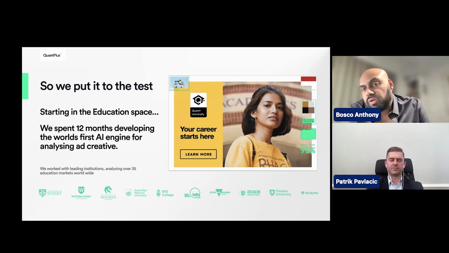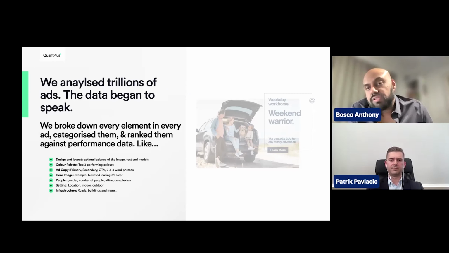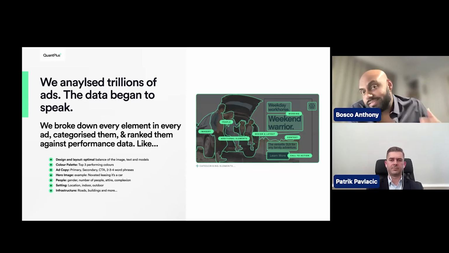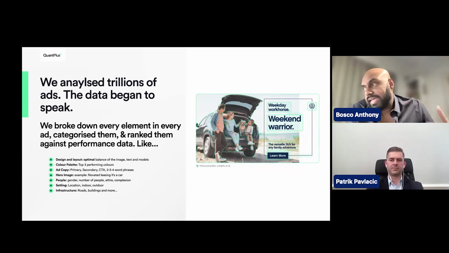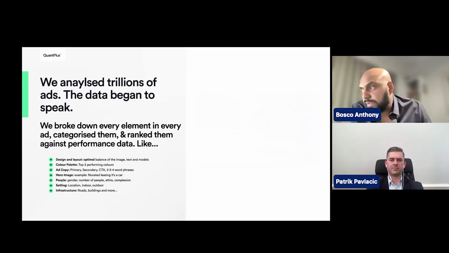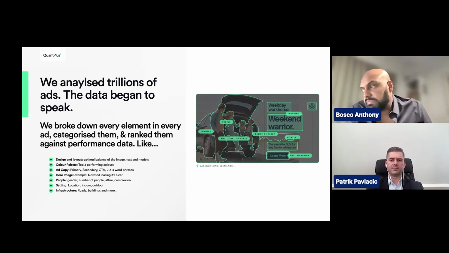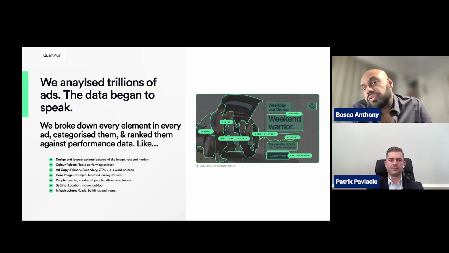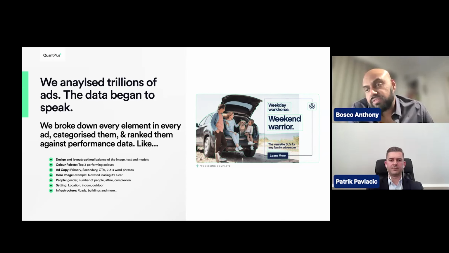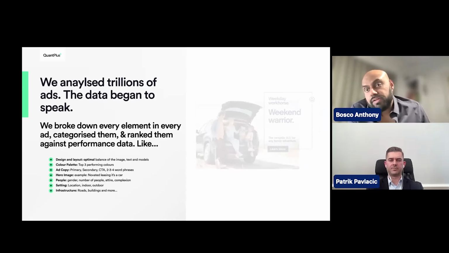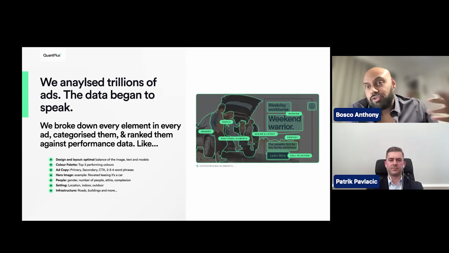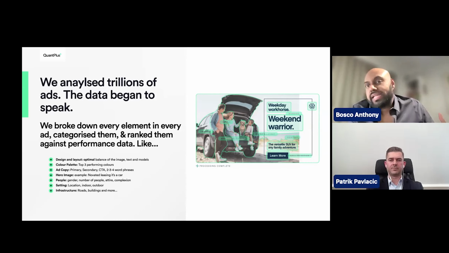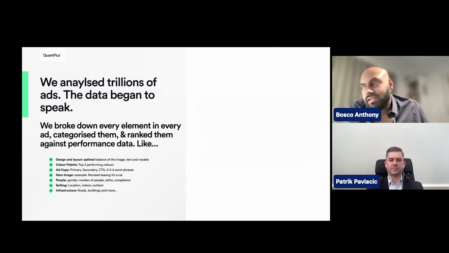Now, the advantage of this is we're not just extracting creative intelligence, but we are also tagging and understanding what are the key elements in performance advertising when it comes to design layouts, color palettes, ad copy, hero images, people, settings, infrastructure. Today in Australia, 70% of the universities use this technology, and we now have universities in the US and Canada and the UK also using this technology to inform their insights when it comes to international marketing. And everything from what to put in an ad in China could look very different to what to put in an ad in Bhutan or what to put in an ad in Kenya.